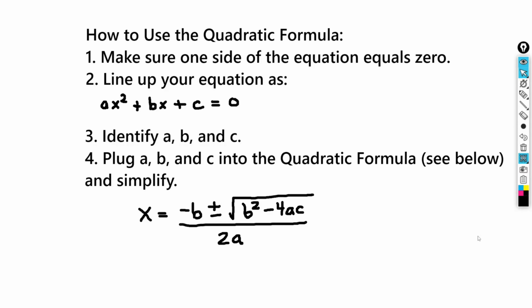After that, you want to plug a, b, and c into the quadratic formula, which I have below, and simplify. Again, the quadratic formula is x equals negative b plus or minus the square root of b squared minus 4ac all over 2a. With that in mind, let's get to some examples.